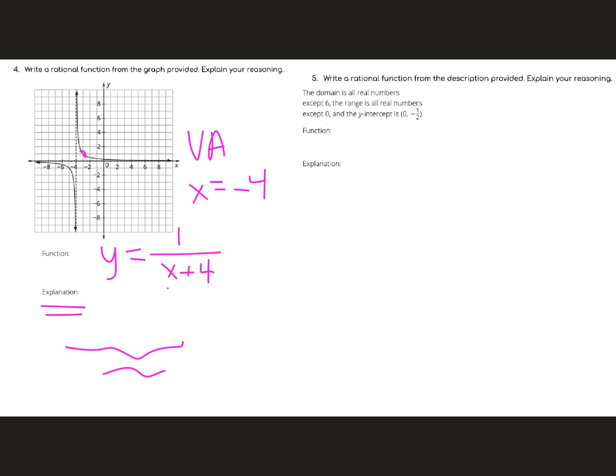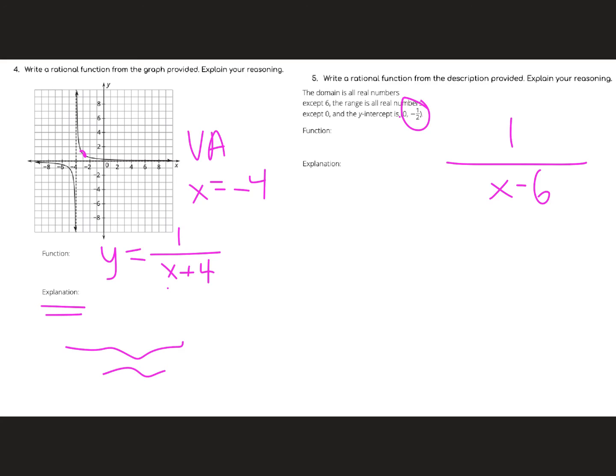Next one, write a rational function. Domain is all real numbers except 6. Range is all real numbers except 0. Okay, so if we can't be 6, to me that says, let's put an x minus 6 on the bottom. If the range is all real numbers except 0, so that's like the horizontal asymptote, so I can't have an expression on top that would potentially be 0. I'm going to start with putting a 1 there. If I were to put in 0 for x, I get -1/6. I need to get -1/2.